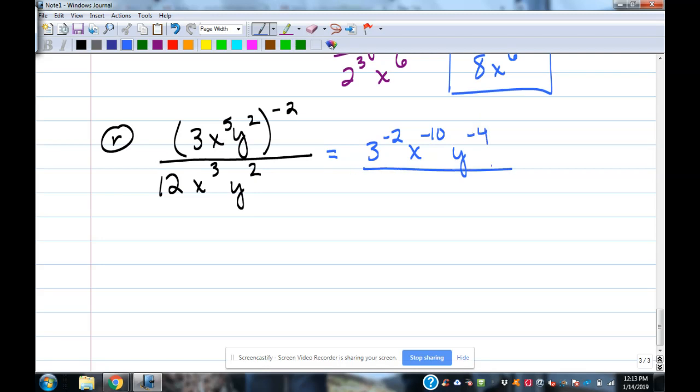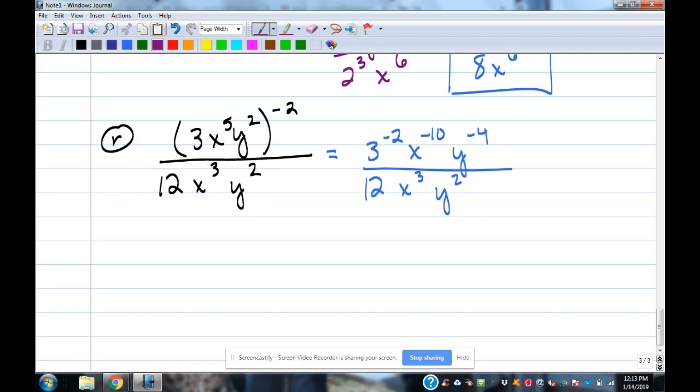The bottom part, is there anything that I can do to that? No rules to even apply. So I've just got 12 x cubed y squared. Now, are there any other exponent rules that I can use? The x's and y's are doing what operation? They're division, so the rule for the exponents is subtract them.